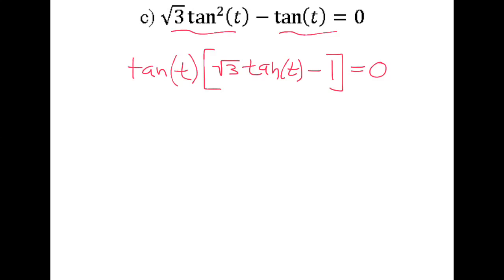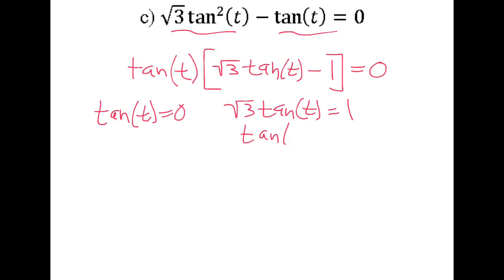At this point, we have a product of two things equal to 0, and so we can set them each individually equal to 0. So we can say the tangent of t equals 0, and we can say that root 3 times the tangent of t minus 1 equals 0, which I'm going to go ahead and say is equal to 1 by adding 1 to the other side. And so let's get that tan by itself. So tan of t then will equal 1 over root 3, which will rationalize to root 3 over 3.